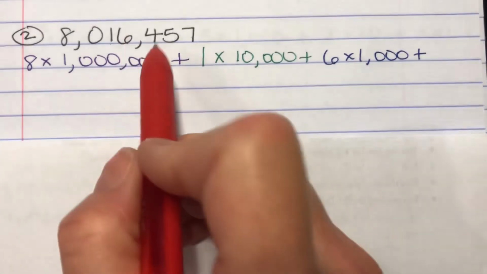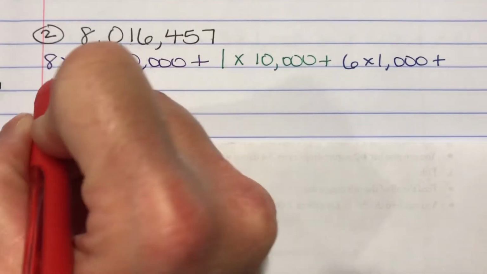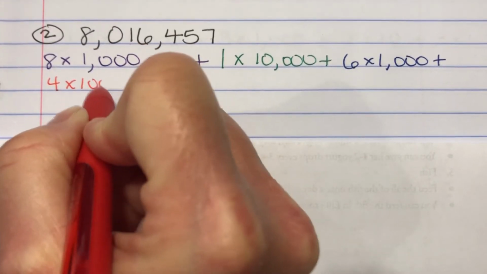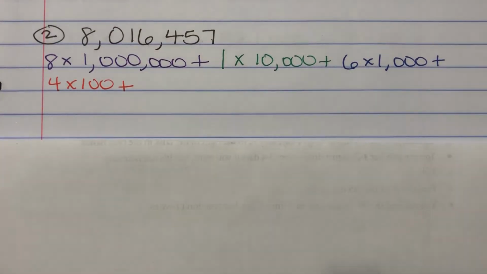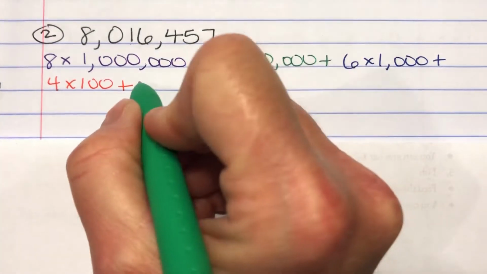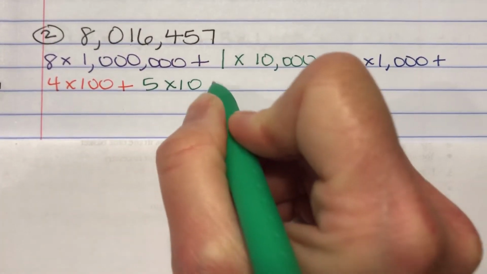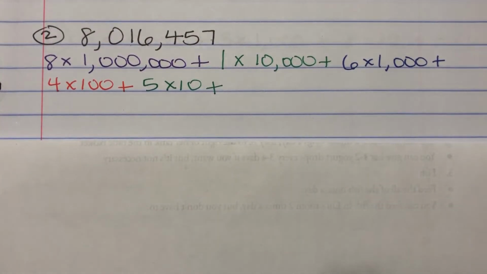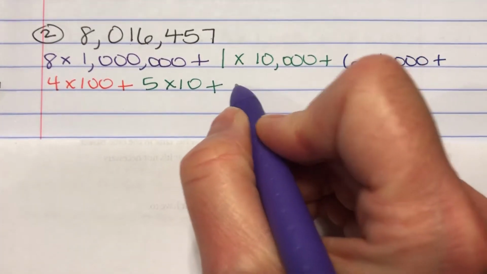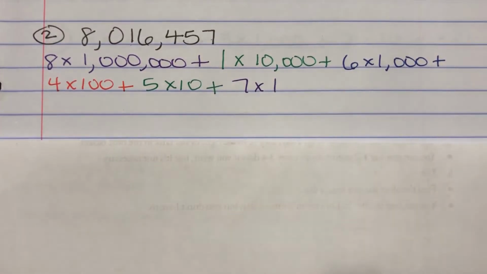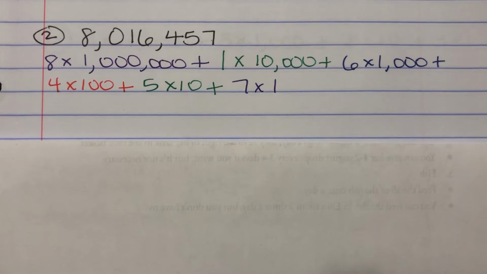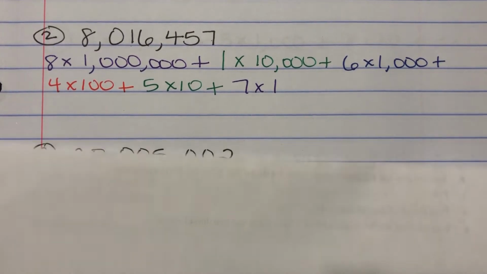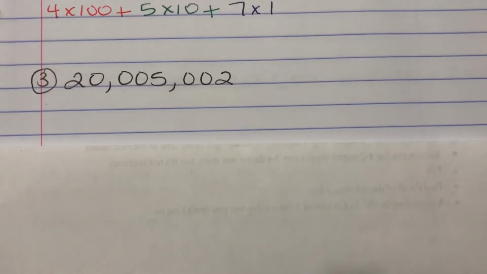Plus 4 is in the hundreds, so I would write 4 times 100. Plus this 5 is in the tens place, so 5 times 10. Plus that 7 is in the ones place, so 7 times 1. So basically just take the digit and multiply it by whatever place it's in. Okay, here's your next one.